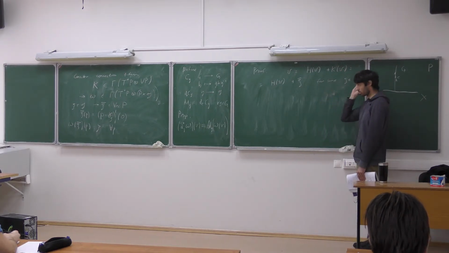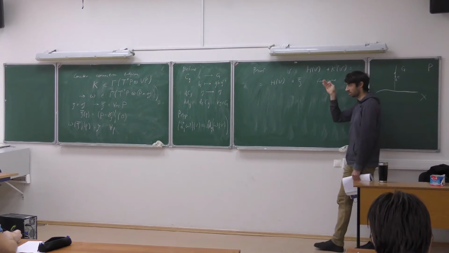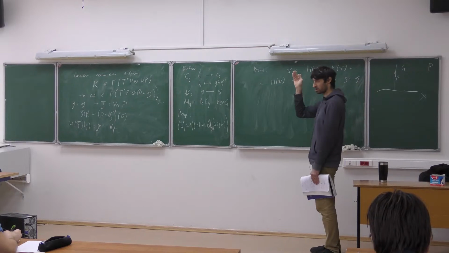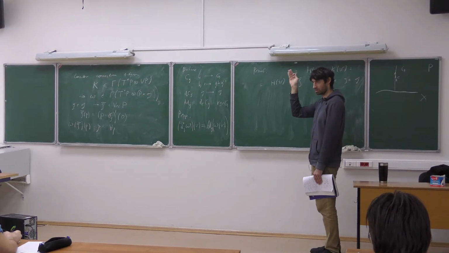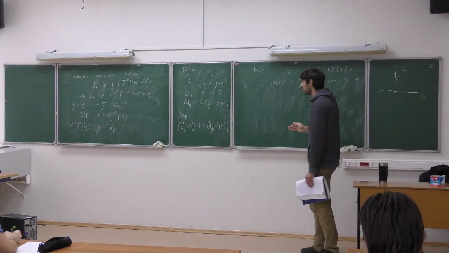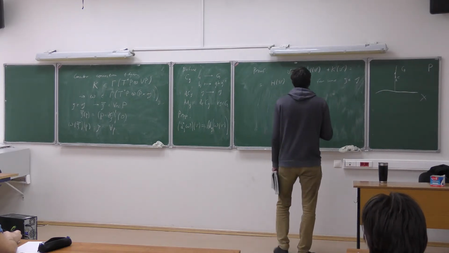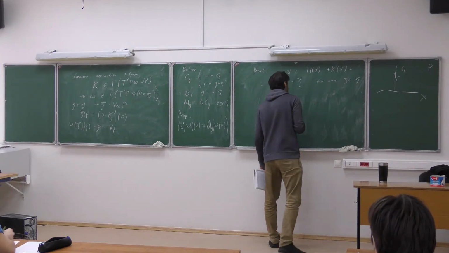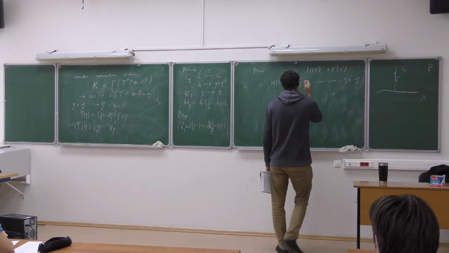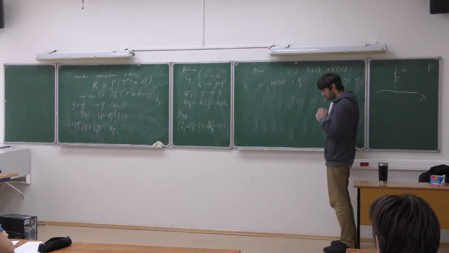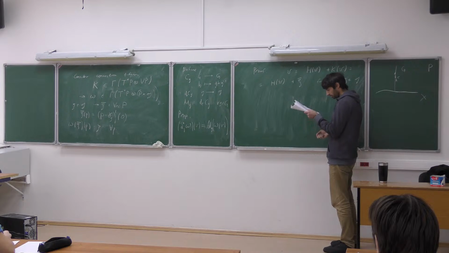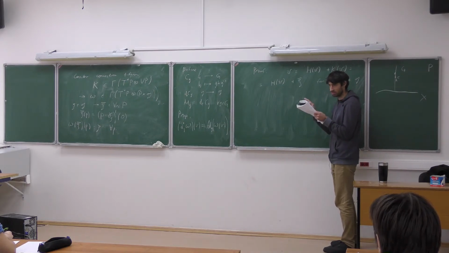So I take a vector field, right? And at each point I decompose it into horizontal and vertical components, right? And at some point P, well, I need to fix a point, okay?